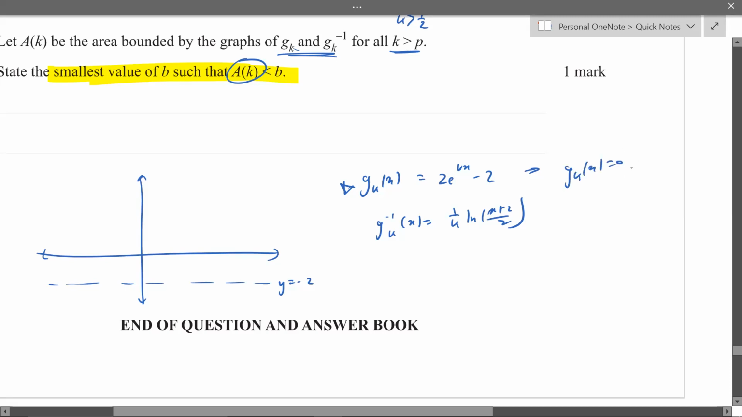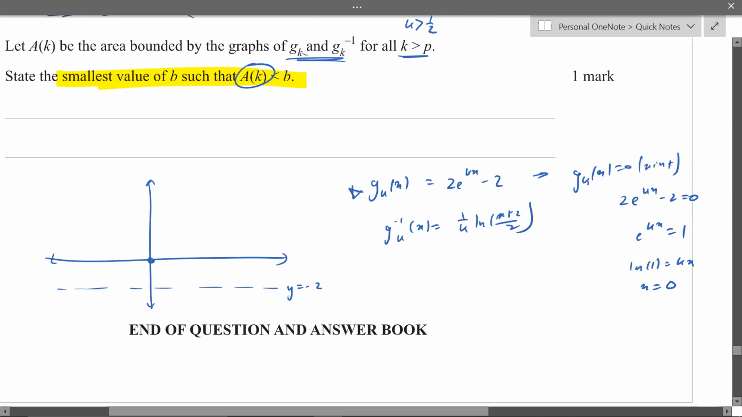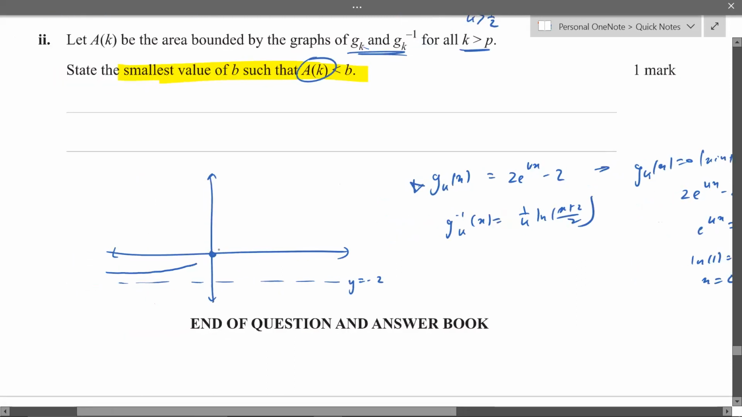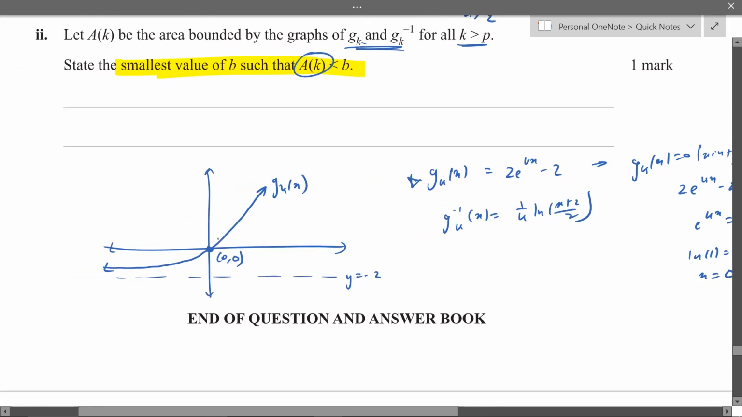So g_k(x) equals 0. So this is finding the x-intercept. If you do that, you get 2e^(kx) minus 2 equals 0. e^(kx) equals 1. So if you do ln 1 equals kx, x is always 0. So no matter the value of k, the graph of g_k(x) has to have an x-intercept at 0. So it'll look like this, g_k(x). This is always 0. It's not dependent on k. And then the next graph, which is g inverse k, you don't have to graph this. You can just use your reflection on y equals x. So it looks something like this, with negative 2.